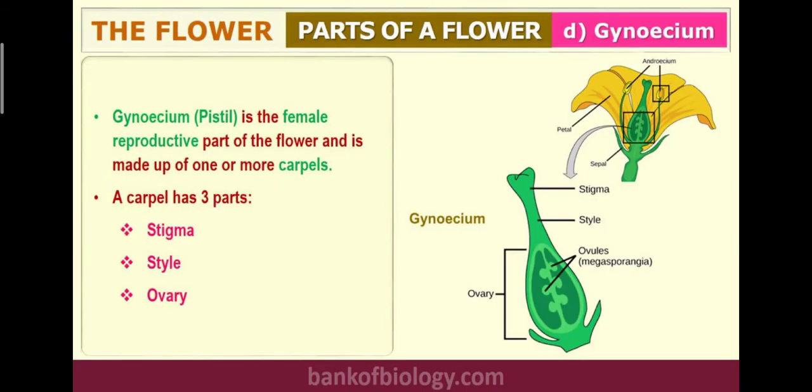Okay, gynoecium. The pistil is the female reproductive part of the flower and is made up of 1 or more carpels. ठीक है, this gynoecium, the pistil, is called the female part of the flower and it is made up of 1 or more carpels. This carpel is divided into 3 different parts: stigma, style and ovary. As you see in the picture, stigma, style and ovary. Okay, in the ovary the ovules are present, which are called megasporangia.